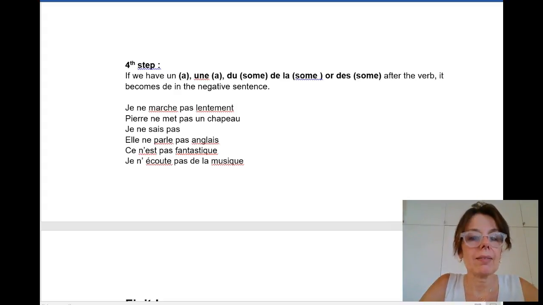So we are doing the last step, and it's quite a simple one. We just have to check whether we have un or une or du or de la or des in the sentence, in the negative sentence after the verb. If we do, it has to become de in the negative sentence. So, un, une, du, de la, or des become de in the negative sentence.